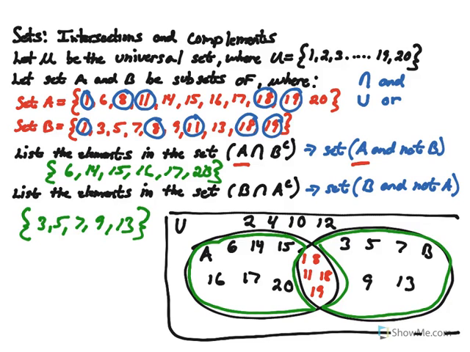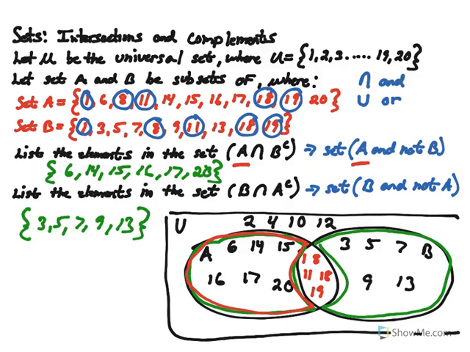All right, so basically if you look at this, and I'm going to use my red here, all the elements in A would be 6, 14, 15, 16, 17, and 20. In addition to that, we need to include the elements in the universal set: 2, 4, 10, and 12. So let's identify all the elements in set A, and that's this right here: 6, 14, 15, 16, 17, and 20. That's the first part of the problem.